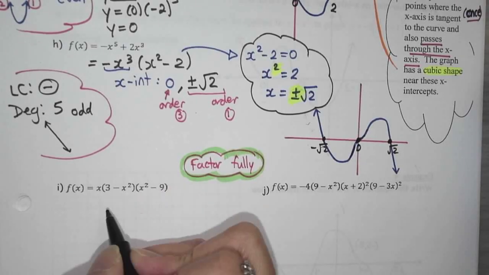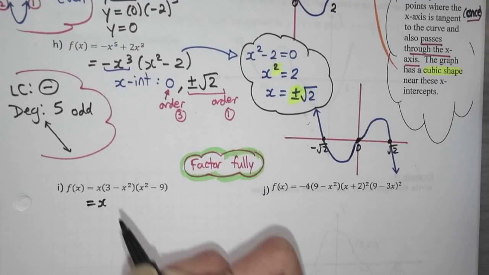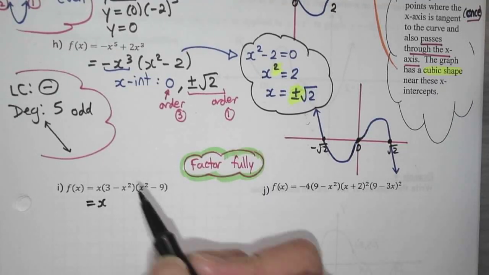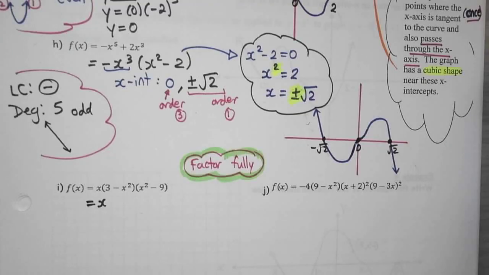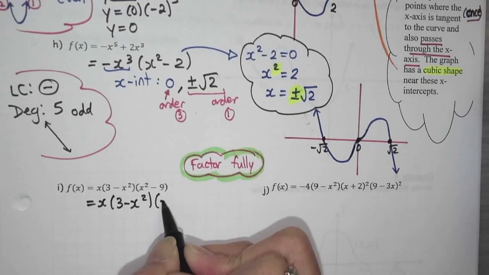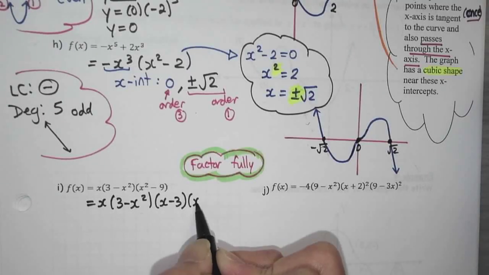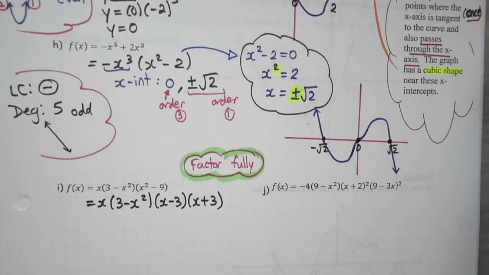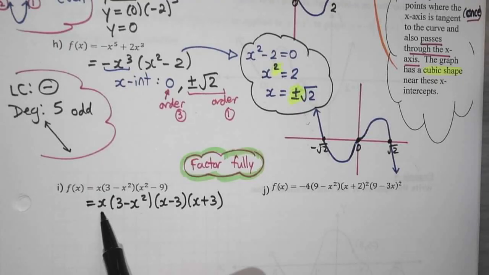For this first step here, x we can't factor anymore. Can we factor 3 minus x squared anymore? No. Right, so I'll leave that one alone. But this one I can factor. It's x minus 3, x plus 3. Okay, so then that's fully factored. That gives me, again, linear, linear, linear.